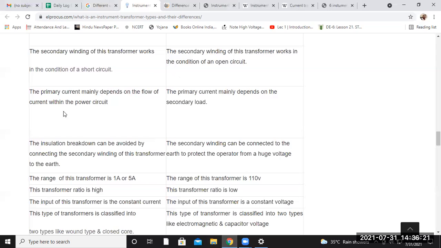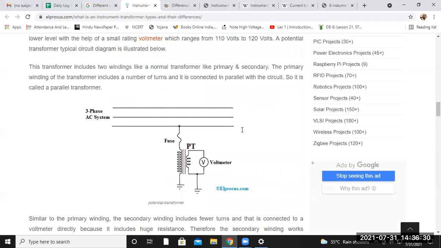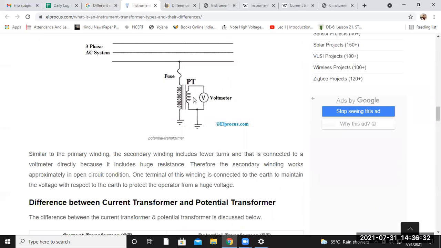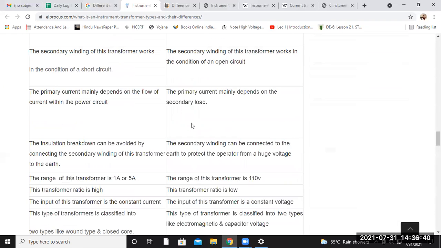Okay, so you can see here the primary current mainly depends on the flow of current within the power circuit. Similarly, for the potential transformer, the primary current mainly depends on the secondary load. How much load is provided to the potential transformer on the secondary side will determine how much current will flow in the primary side. That is what is given here.